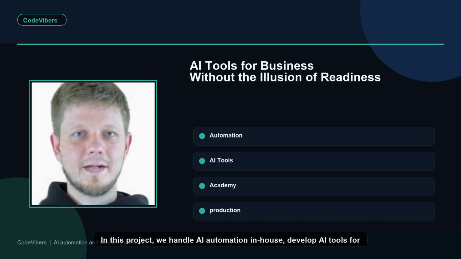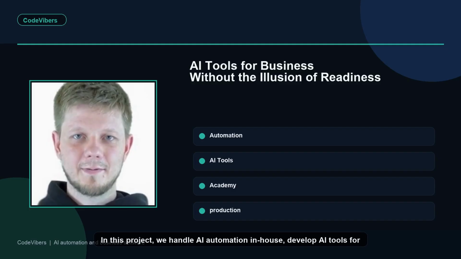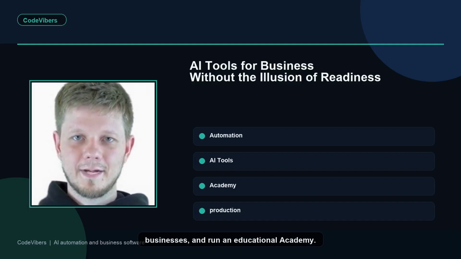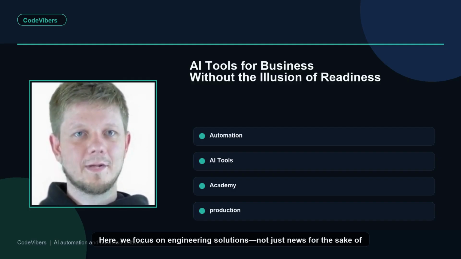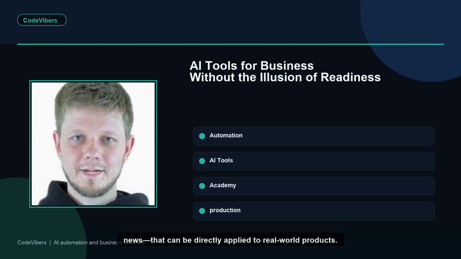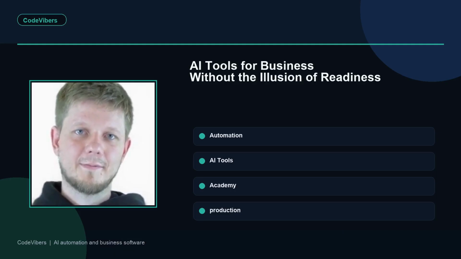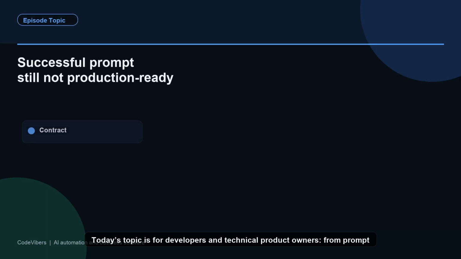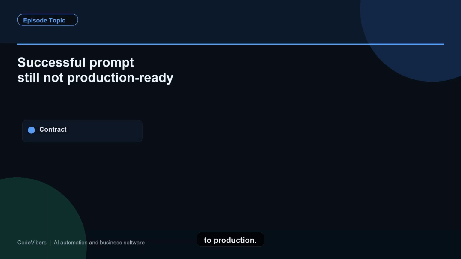In this project, we handle AI automation in-house, develop AI tools for businesses, and run an educational academy. Here, we focus on engineering solutions, not just news for the sake of news, that can be directly applied to real-world products. Today's topic is for developers and technical product owners, from prompt to production.